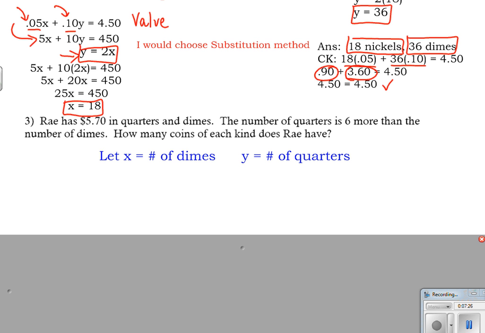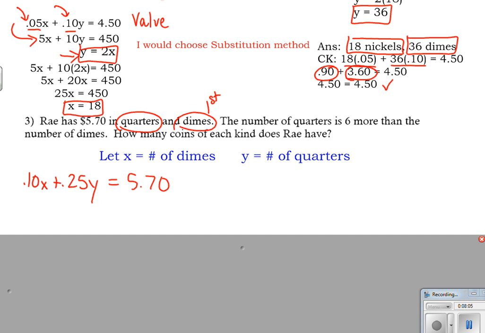Take a moment and come back. Two things that we're comparing are quarters and dimes. Again, my first equation will include my value, quarters and dimes. Dimes is x, quarters is y, total value is $5.70. First sentence, first equation. Second sentence, second equation.